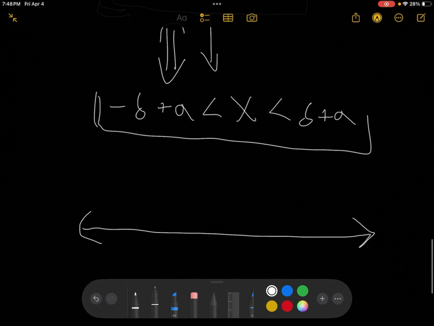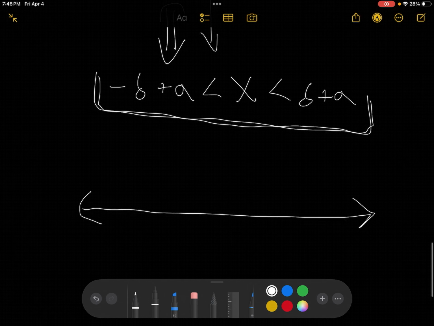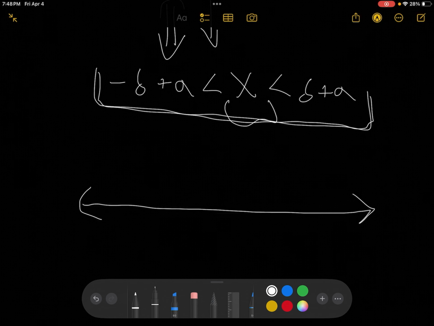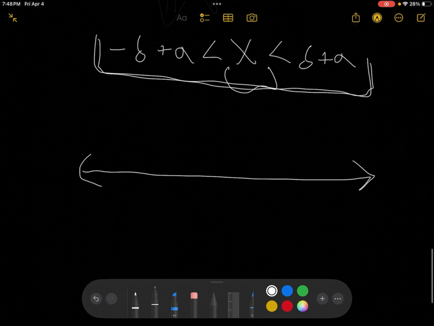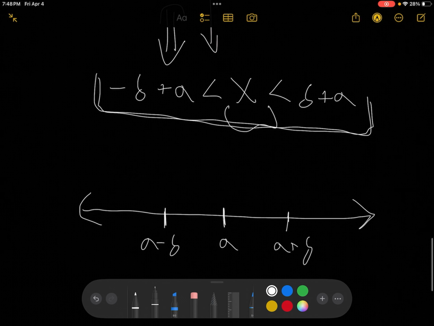And this last inequality is very useful for visual representations. When we're saying x is in this interval, what we mean is that we have a point A, and then we have the point a minus delta, and then we have the point a plus delta. And if this inequality is true, it means x is somewhere in here.